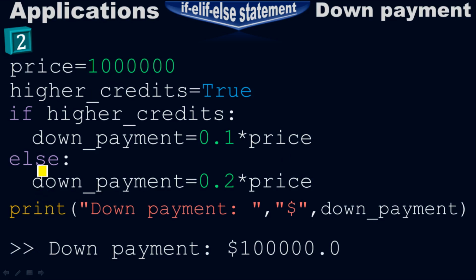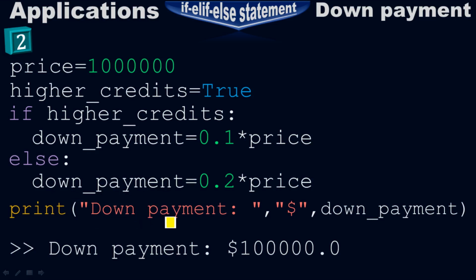Else, the second condition, otherwise, you have to put down payment equals 20%. What is 20%? 20% is 0.2. So 0.2 times price, which is the total price of the Lamborghini. And then you need to print the down payment.